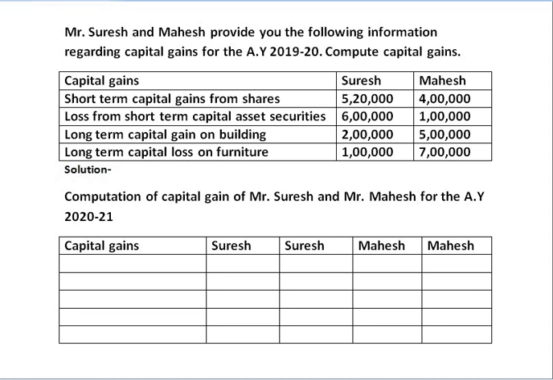Always we have to take gain first and then the loss. Take down short term capital gain. Suresh is 5,20,000. This column is inter source and this is final amount column. 5,20,000 and Mahesh it is 4 lakh.